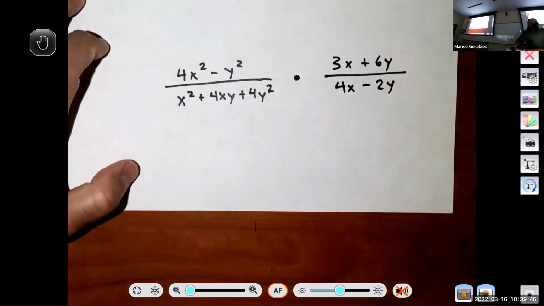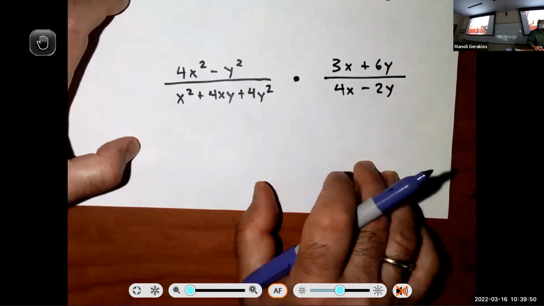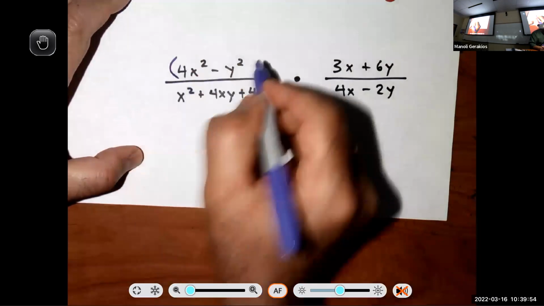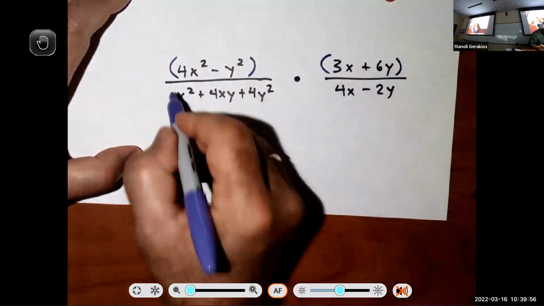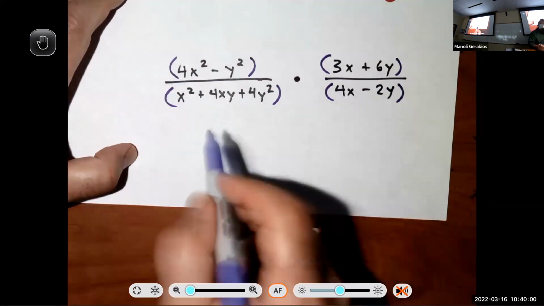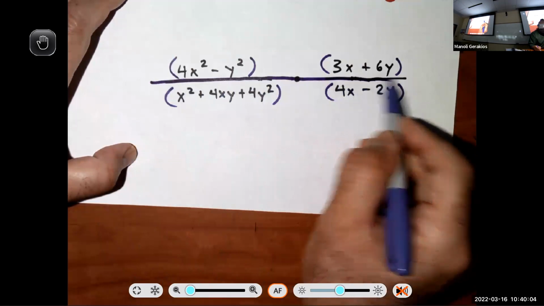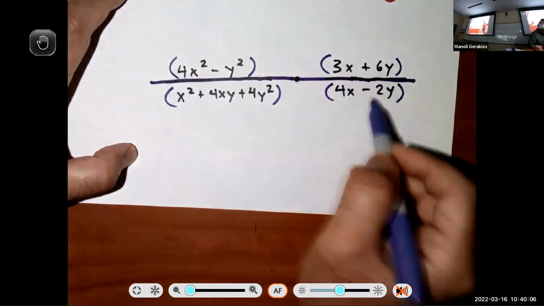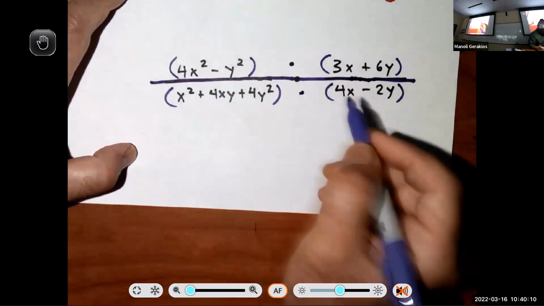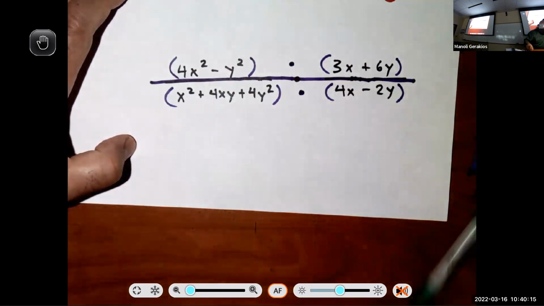Draw a big fraction bar all the way across, but first capture all the numerators and denominators, because they're all multiple terms. They're polynomials, more than one term. I've got 3 binomials and 1 trinomial, and then connect them all with multiply if you want to have that visible. Okay, now we start factoring.